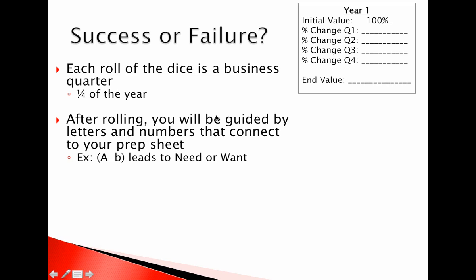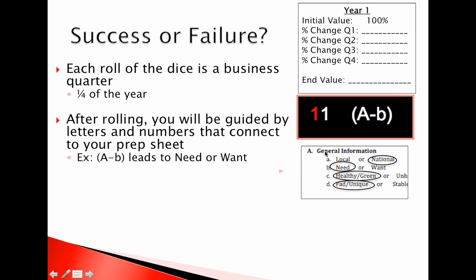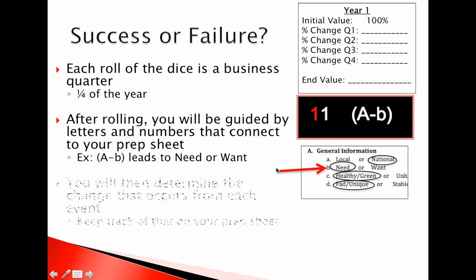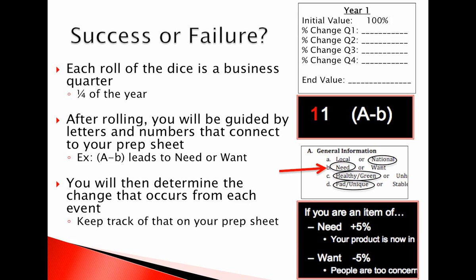After rolling the dice, you will be guided by letters and numbers that connect you to your prep sheet. So for instance, if you rolled 1-1, it will say A-B. What that's telling you is go to your prep sheet and look under header A and then indent B here. And that says you're choosing need versus the need or want. Then what will happen is it's going to give you a circumstance or a situation that occurs, and it's going to be dictated by what type of business you have potentially.